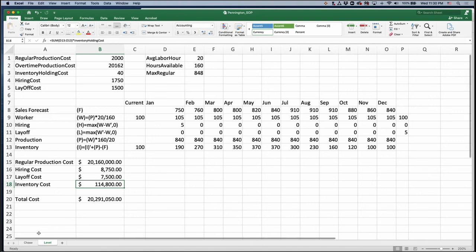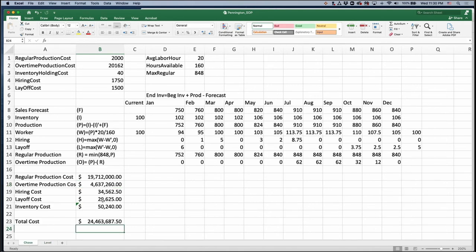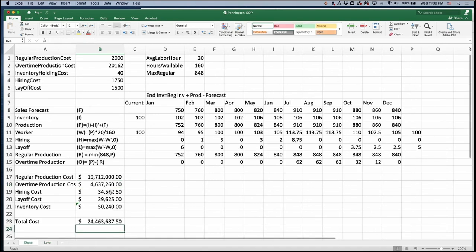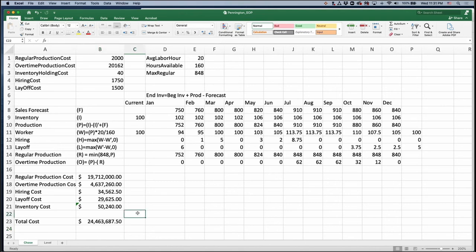So the hiring and layoff cost is very small for level production. The chase case has a hiring and layoff cost a little bit higher than level production. The level production case is 8,000 and 7,000, but the chase strategy is 34,000 and 29,000 for hiring and layoff cost respectively. So that's why the chase strategy is worse than the level production idea.